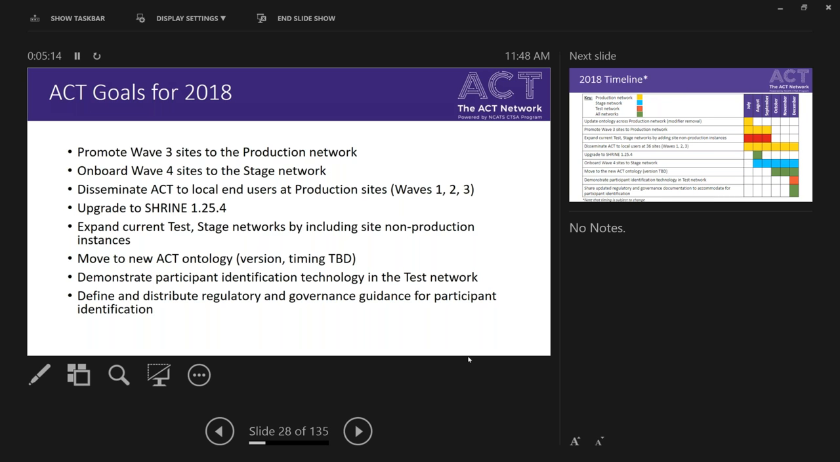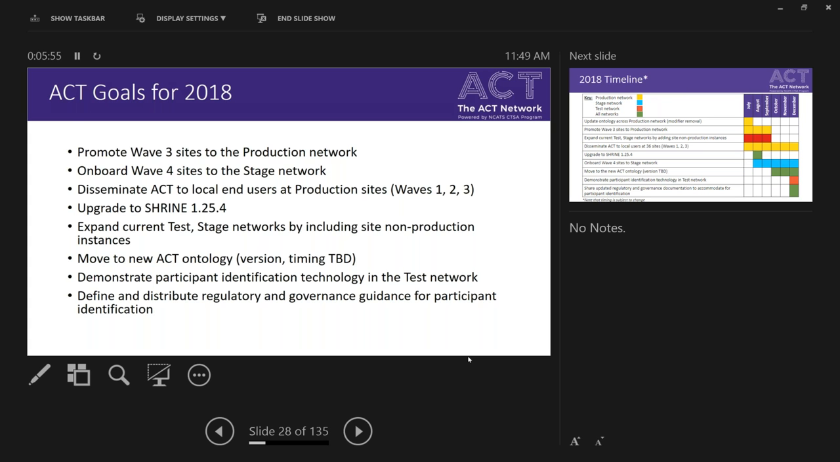So throughout the summer, we're going to be promoting our Wave 3 sites to the ACT production network. So those are the sites that are currently participating in our staging network. They're going to move on to production and then focus on dissemination activities. Wave 4, we're going to kick off our implementation in August here and complete that technical part of our ACT onboarding throughout the calendar year. We're going to continue our dissemination efforts across our Wave 1 and 2 sites. And then once Wave 3 sites are introduced to production, we're going to kick off dissemination and roll out to end users and do that by the end of the year.